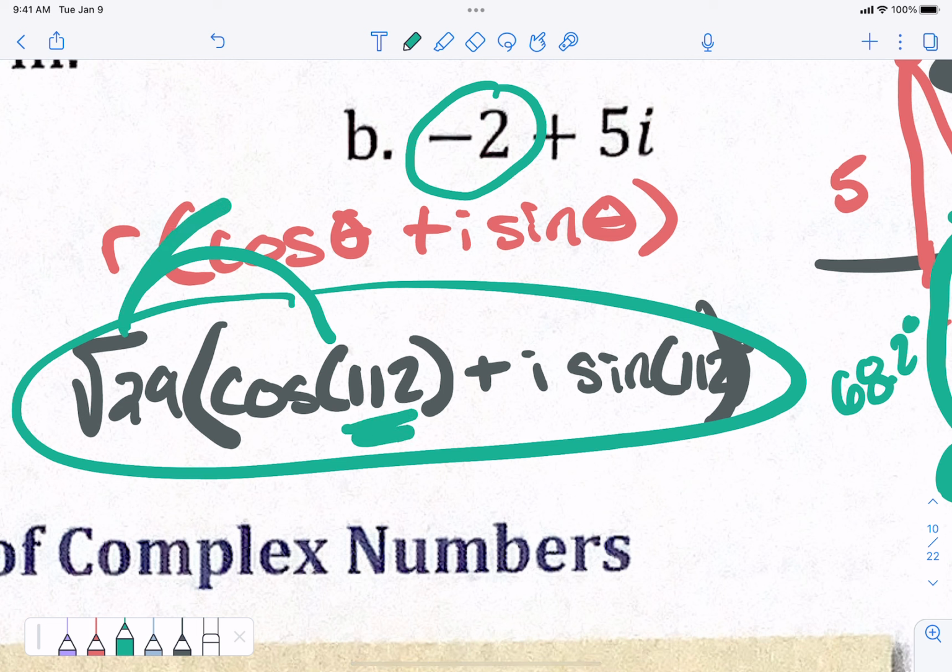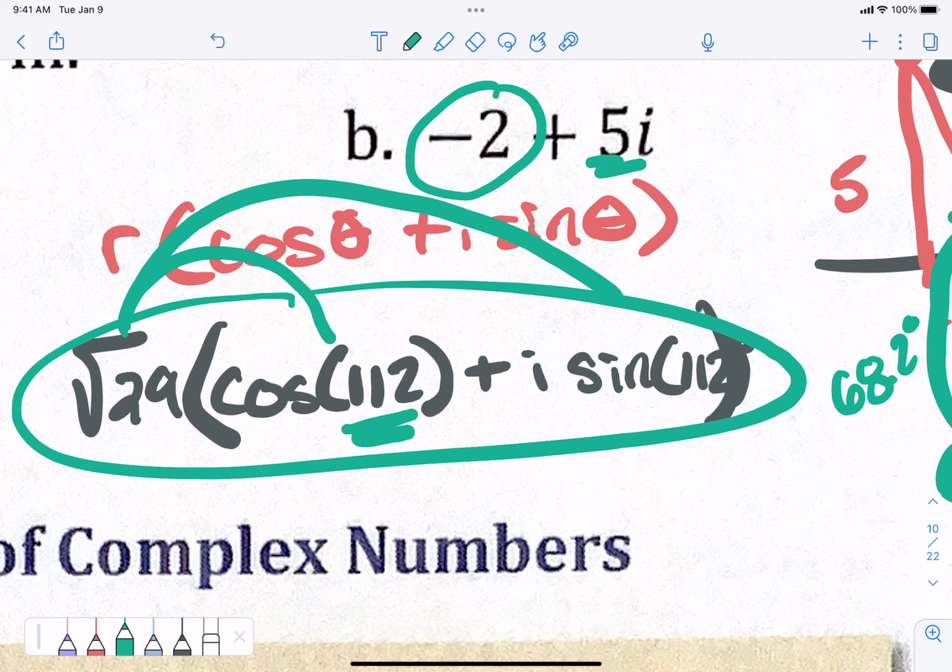And if you take the square root of 29 times sine of 112, you'll get something close to 5. It won't be exact, but it'll be close, right? Because we rounded the 112. That's how you check your answer. You might as well do it. It's really super fast and easy. But that's polar form, right?